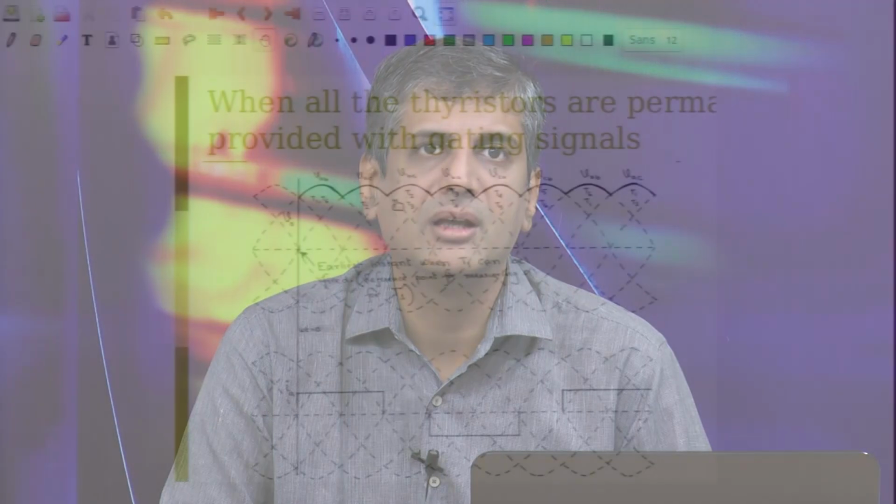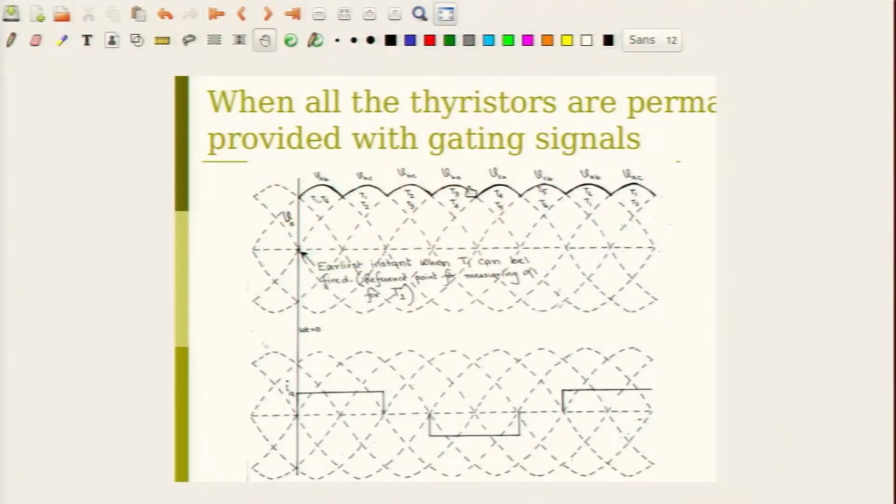So, you have got DC because there is an average value here, but there is no fundamental component, there is no 50 hertz component, but directly a 300 hertz component, 600 hertz components and so on. This is not surprising because this is periodic with a period of T by 6, where T is the fundamental period of the 50 hertz waveform.